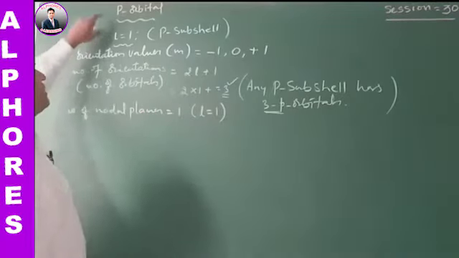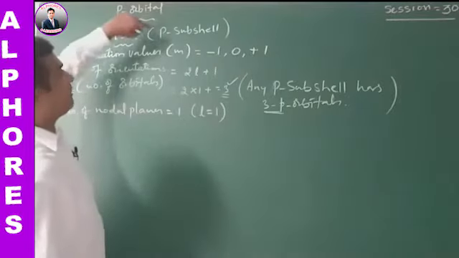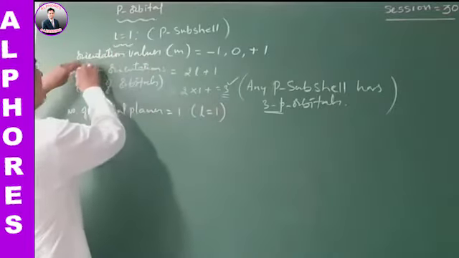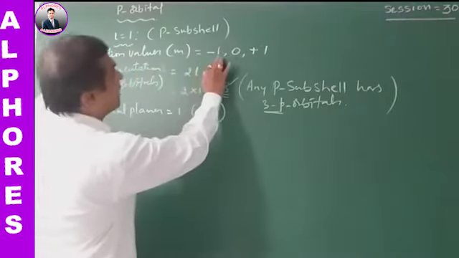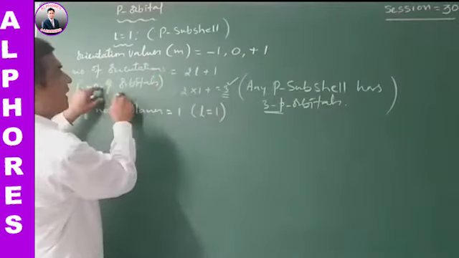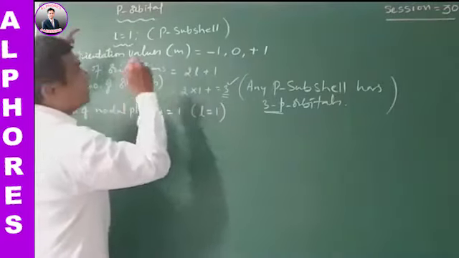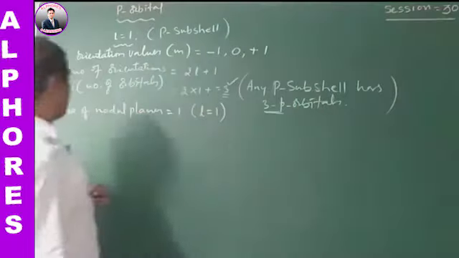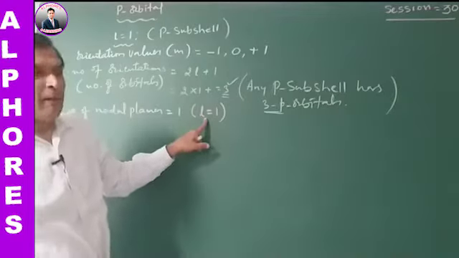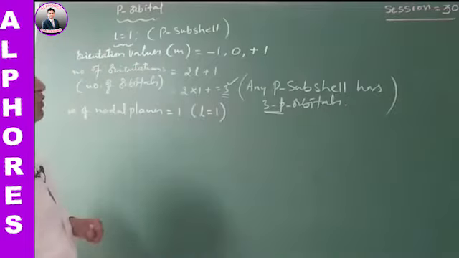Once again, what is a p orbital? The subshell with L equal to 1 is designated as p subshell, and the possible orientation values are -1 to +1, including 0. The total number of orientation values indicates the number of orbitals in the subshell, that is 2L plus 1. That means this p subshell contains 3 p orbitals. The number of nodal planes is equal to 1 because L is equal to 1. This is just a general introduction about p orbital.